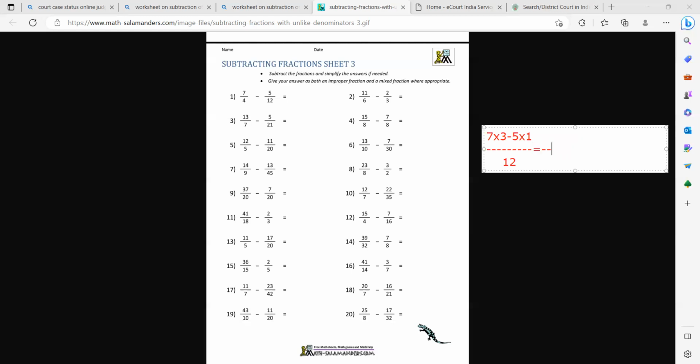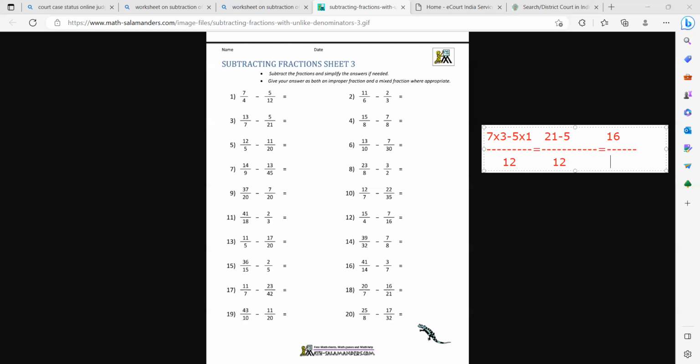So the answer will be 7 into 3 is 21, minus 5 into 1 is 5. Then we have 12. So 21 minus 5 will be 16. 16 by 12 is the answer.